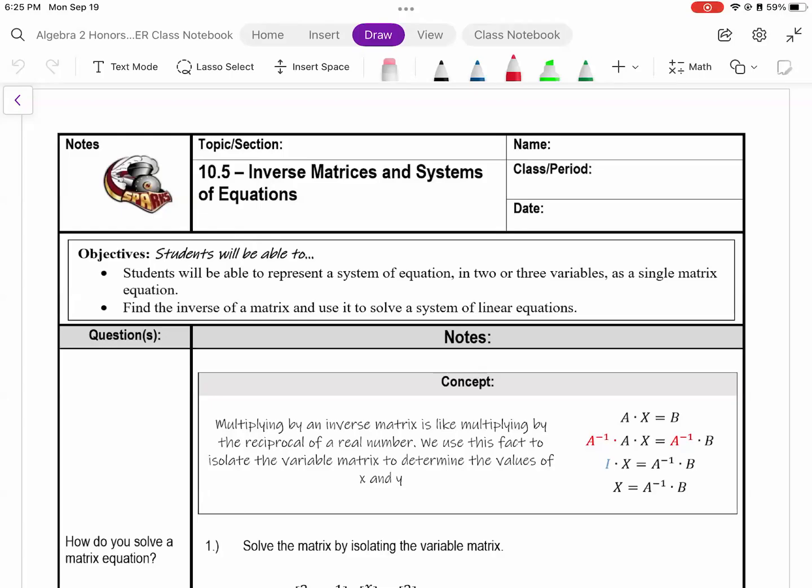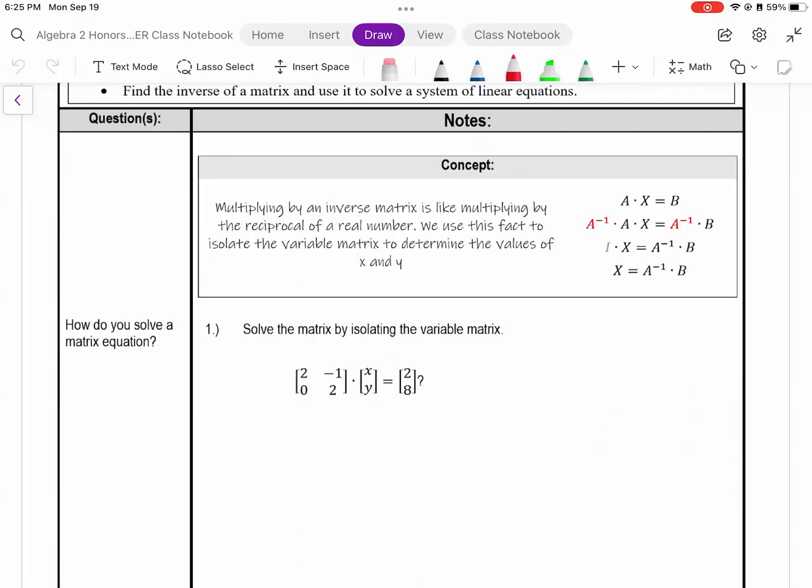So we're going to go over 10.5, inverse matrices and systems of equations. Our objectives are to be able to represent a system of equations using 2 or 3 variables in a single matrix. So we can actually represent a system as a matrix. And we're going to be able to find the inverse of a matrix and solve the system of linear equations by using the matrix. Now, most of this we're going to be using the calculator to figure out, but it's really important that you know how to do this by hand, or at least that you understand how to do it by hand.